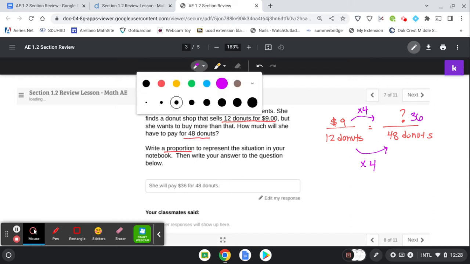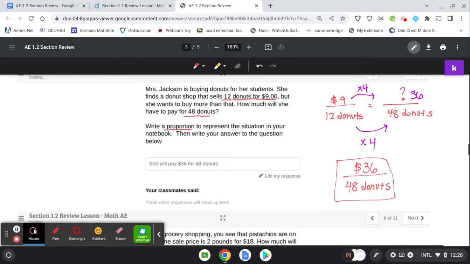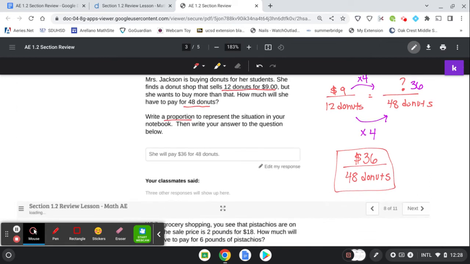So it's $36 for 48 donuts. So you want to type that in your text box. That is $36 for 48 donuts.